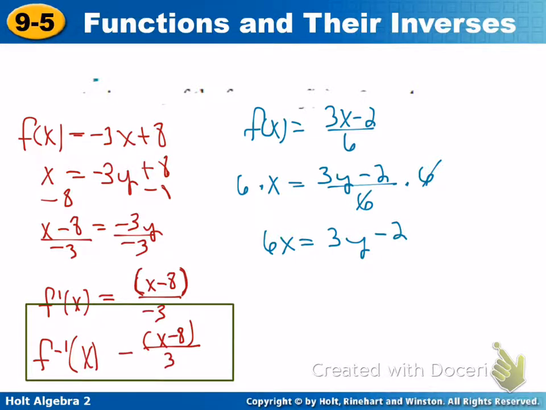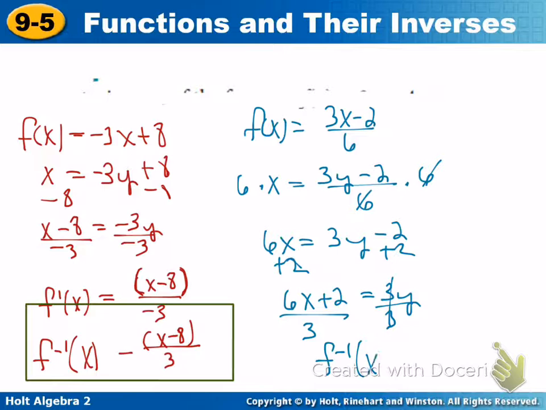So we would add our 2. So 6x plus 2 equal to the 3y, and then we will do our division. So that would give us our inverse. So we're going to use our correct notation. So 6x plus 2, I'm going to put that in parentheses so I'm not tempted to divide that 6 and 2, because I really can't do that. Over my 3. And that one we're done with.